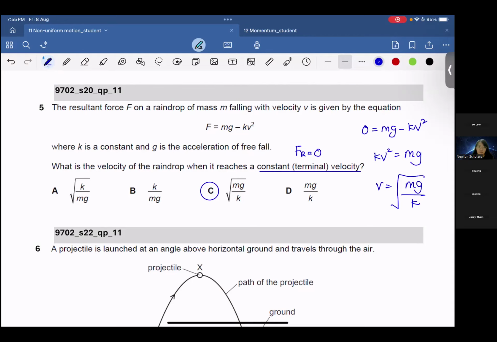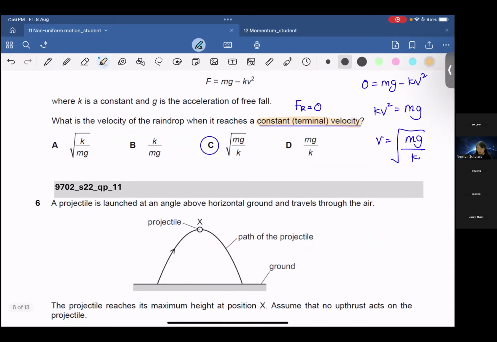Okay, we go to question number 6. Actually, this one just tests your idea. Do you know what happens when there is constant velocity? Resultant force is 0, acceleration is 0. Okay, upward force equals downward force.